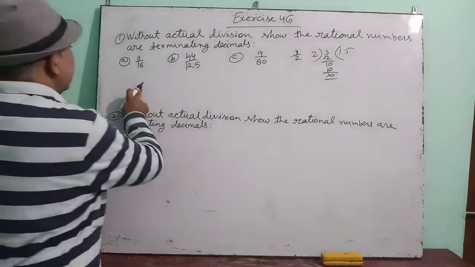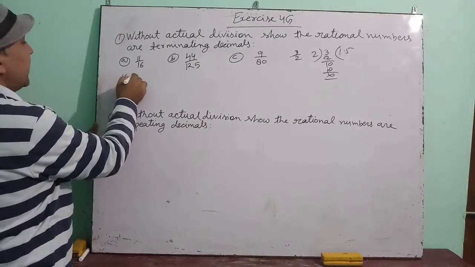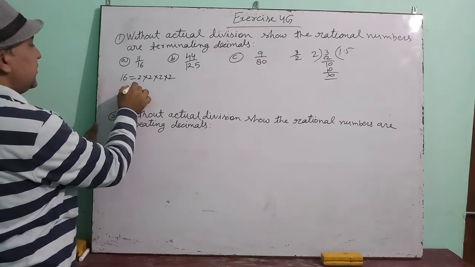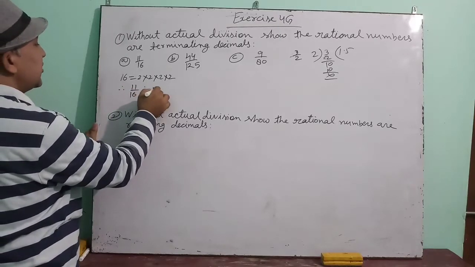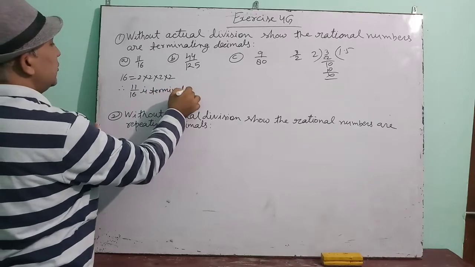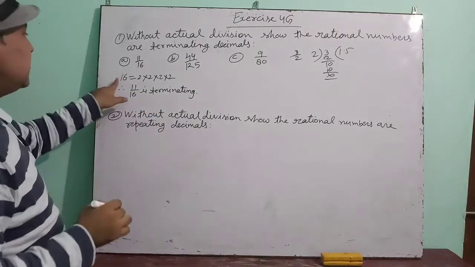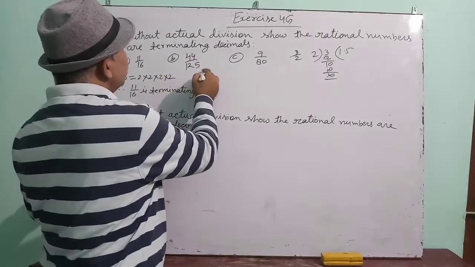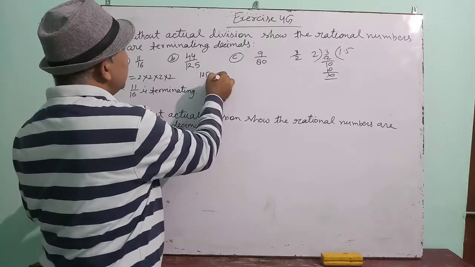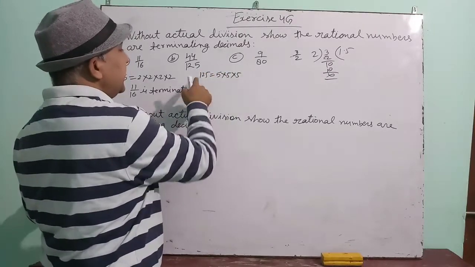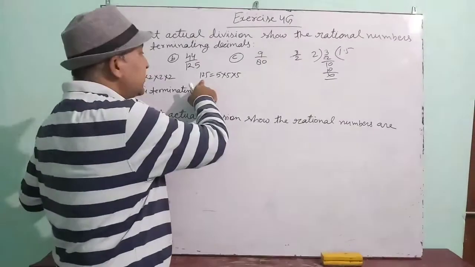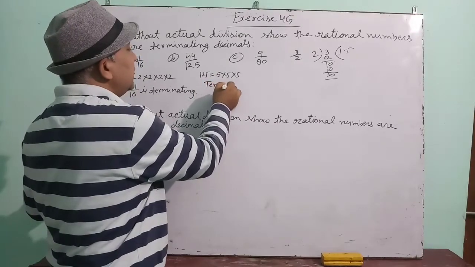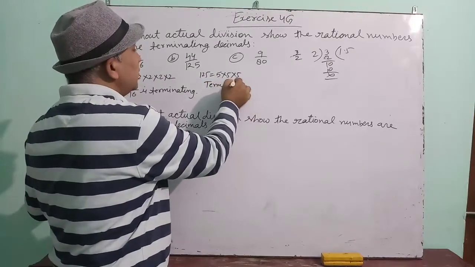See this, 11 by 16. What will be the prime factors of 16? 2 into 2 into 2 into 2. That means 11 by 16 is terminating, because the denominator has prime factors 2 only. See here, what will be 125? 5 into 5 into 5. Here the denominator has the prime factor 5 only. So this is also terminating. Understood the process or not?